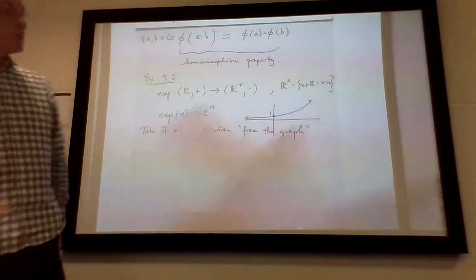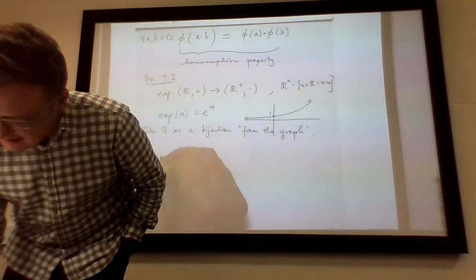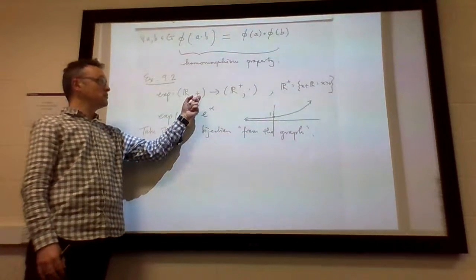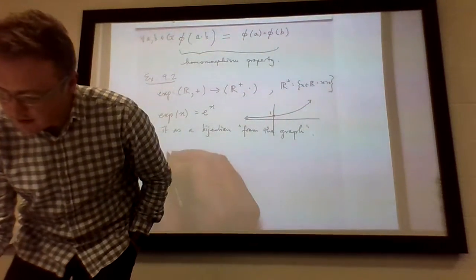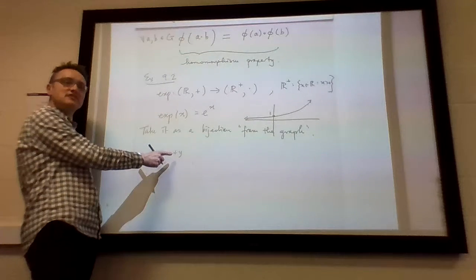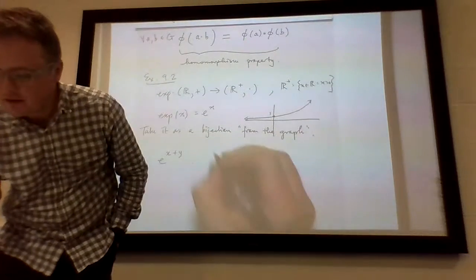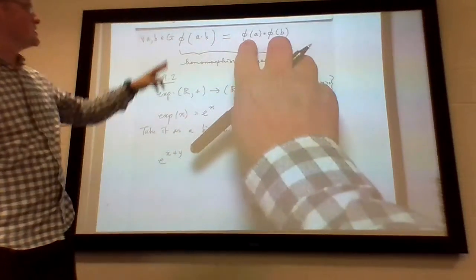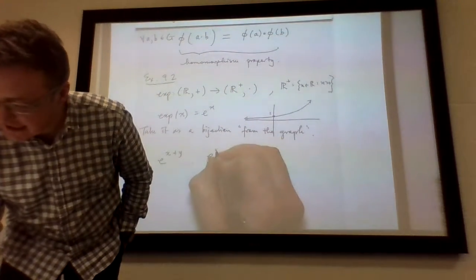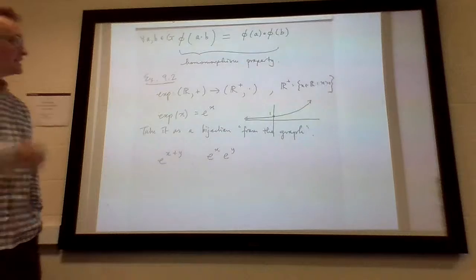No, it's good. And what's the homomorphism property here? Well, it's when you take the exponential of a sum of two elements. The group operation here is plus, so here we're talking about x plus y, taking the exponential of it. The right-hand side of the homomorphism property would be separately applying the map to the two elements and then doing the operation. So separately applying the map means looking at e to the x and e to the y, the exponential of x, the exponential of y.